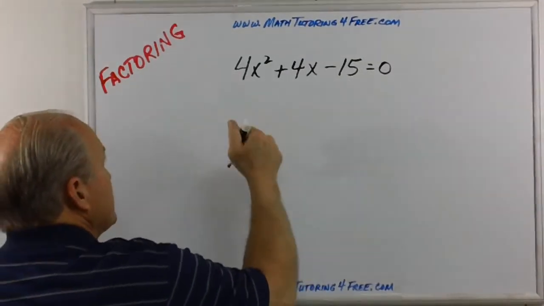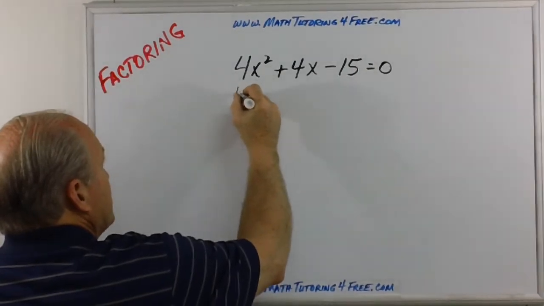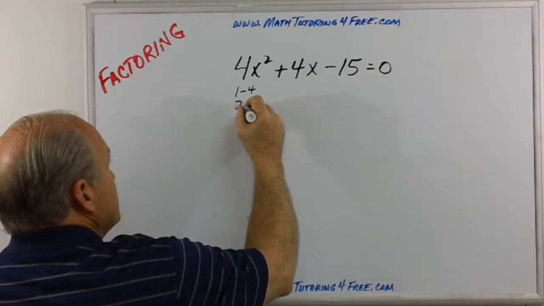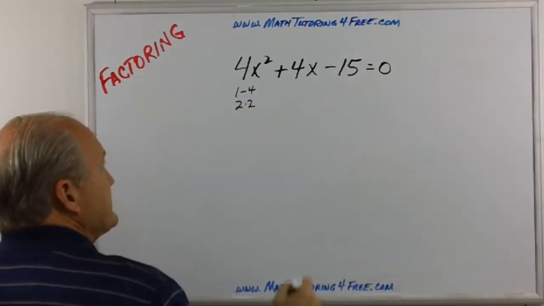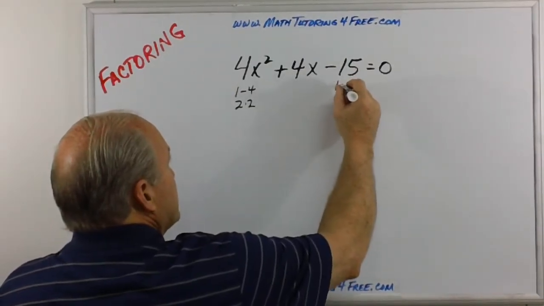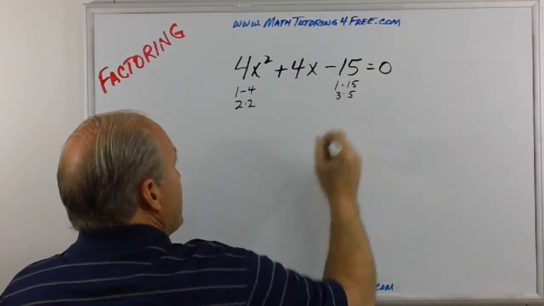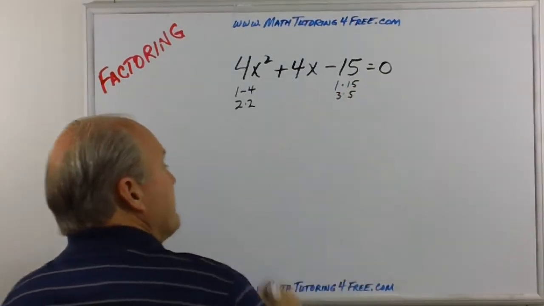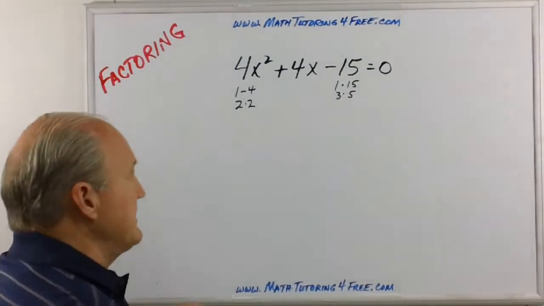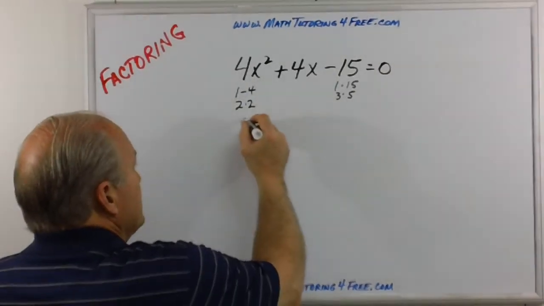For instance, if we look at 4x squared, our choices are kind of small. We only have 1 times 4 and 2 times 2. In the case of 15, again, we're somewhat limited. We have 1 times 15 and 3 times 5. In factoring, what we need to do is look at those combinations and see which ones together will give us a positive 4 in the middle term.